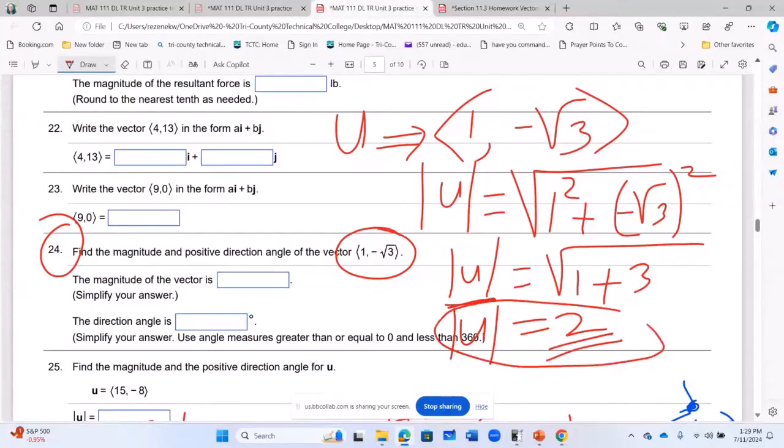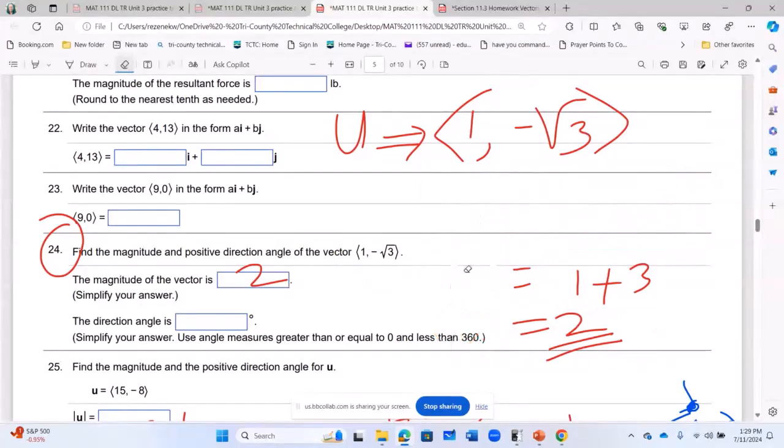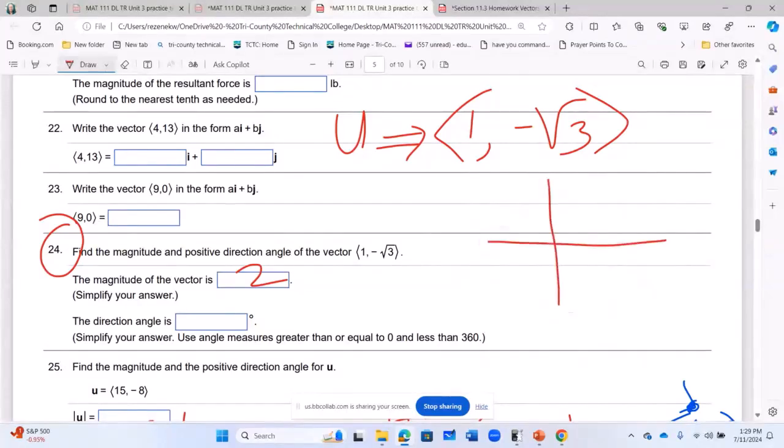Okay, magnitude of u is 2. Then the positive direction of this angle. So we want to draw. When I'm told to find positive direction, I draw because I actually want to know which quadrant the angle is in. It helps a lot. It makes your work easier if you know the diagram, if you know the quadrant in which the vector is. So this vector is in the fourth quadrant.